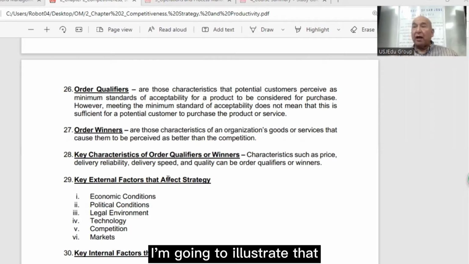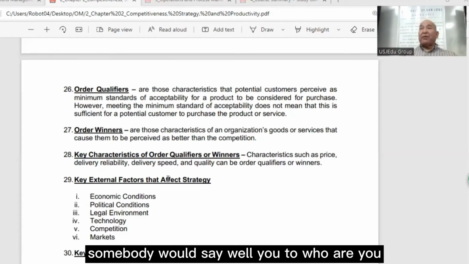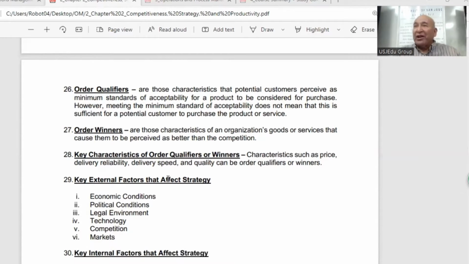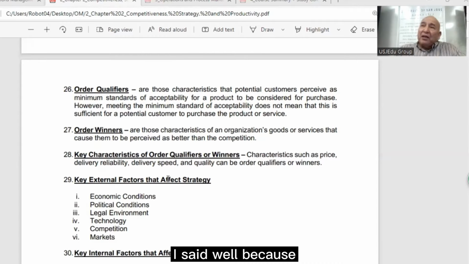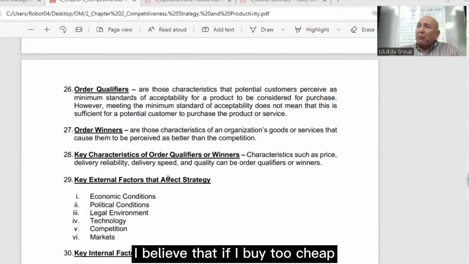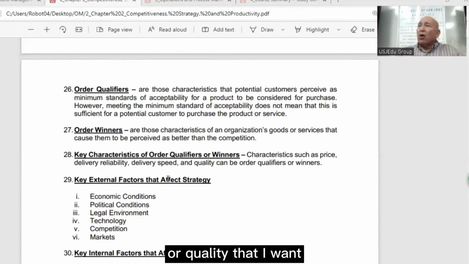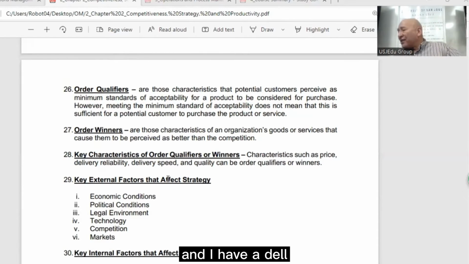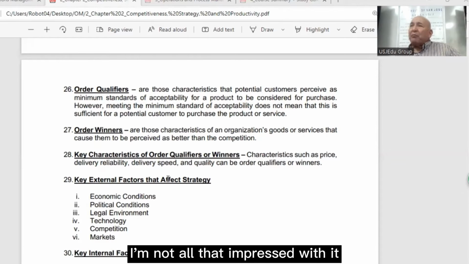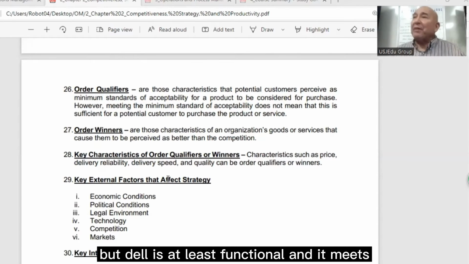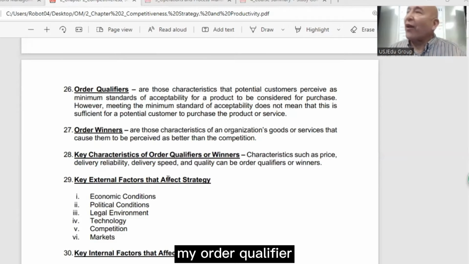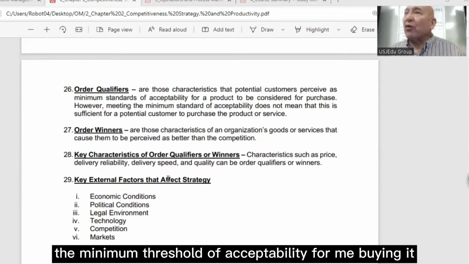I'm going to illustrate that. I won't buy a Toshiba. Somebody would say, well, who are you? You're too fussy. I said, well, because I believe that if I buy too cheap, I'm going to have problems later. It's going to break down, or it's not going to deliver the functions or quality that I want. And I have a Dell. I'm not all that impressed with it, but Dell is at least functional and it meets my order qualifier, the minimum threshold of acceptability for me buying it.